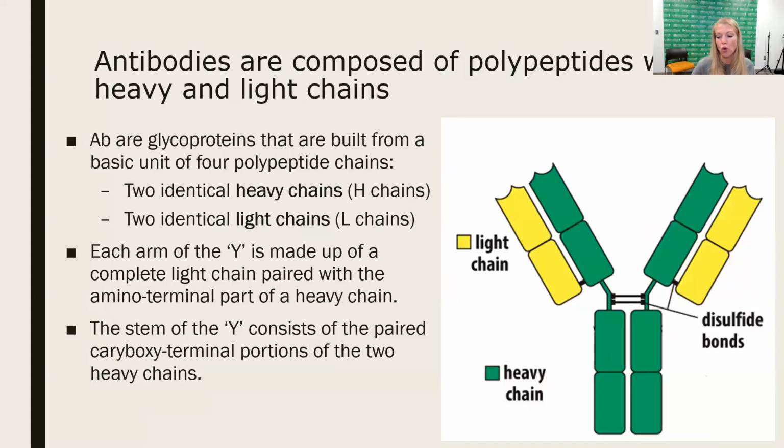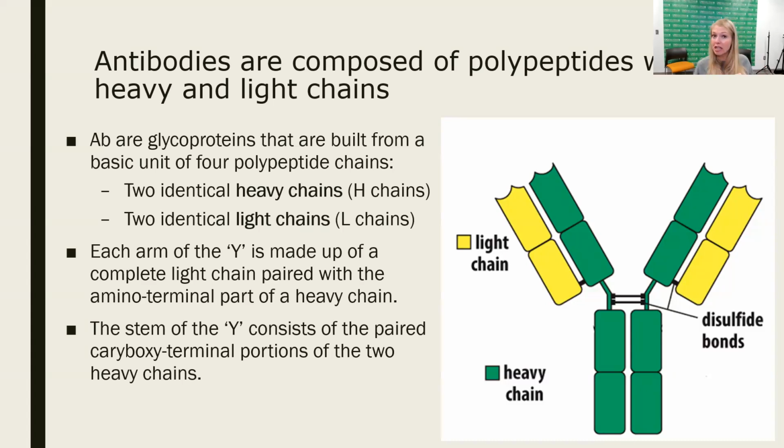So you can see this Y here. That's the typical way that we represent antibodies. And actually, when you look at their protein shape, they are kind of a Y shape. They are glycoproteins, so they're made up of carbohydrates and proteins, and they're built really from four polypeptide chains. There are two heavy chains and two light chains.